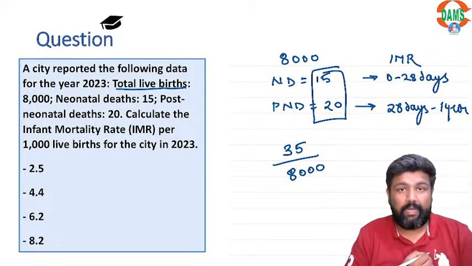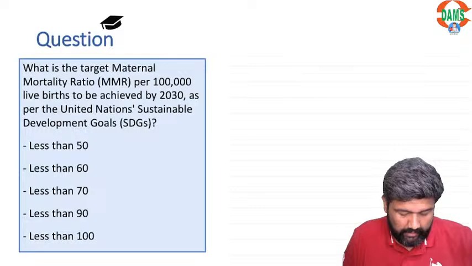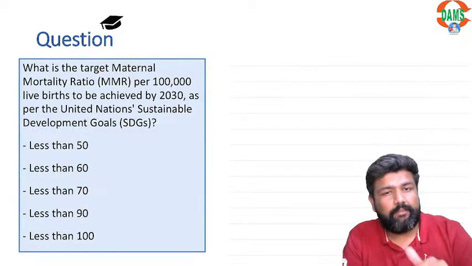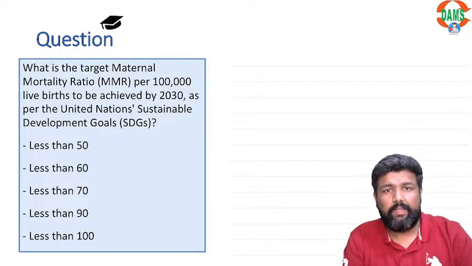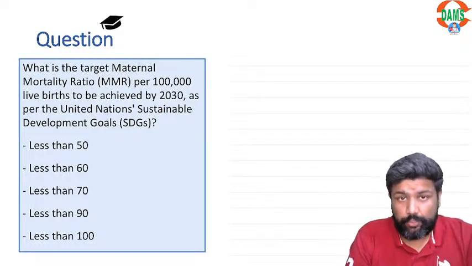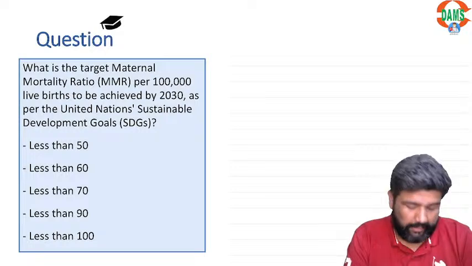So this is regarding infant mortality. Guys, MCH indicators are very important. Infant mortality rate, maternal mortality rate, and neonatal mortality rate, very important.